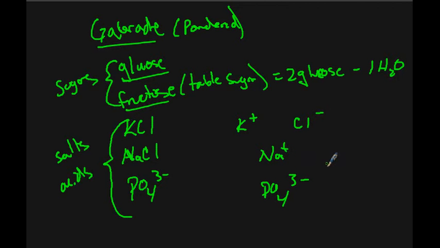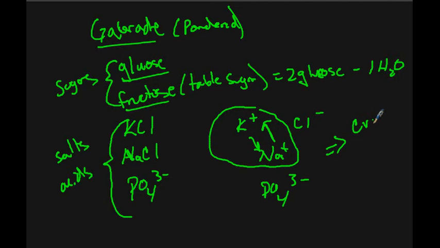And this is what allows your cells to work. In your muscles in particular, you have these potassium sodium channels that go inside and out of the cell. And if you start running out of potassium and sodium in your cells, your muscles stop working. That's when you start cramping.